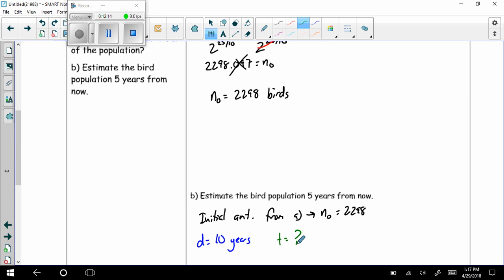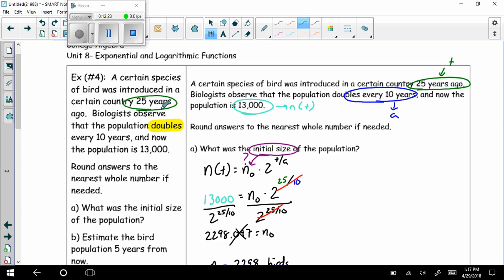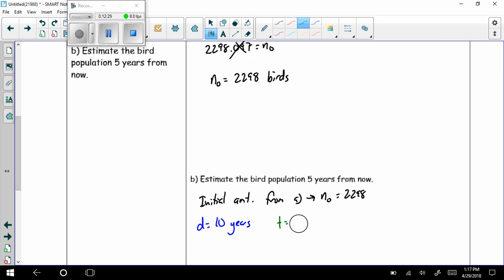Okay, so my t is not 5 here, because I want to know what the time is 5 years from now. So if it was introduced 25 years ago, that was n sub 0. In our situation, t is 5 plus 25, because we're looking at that 25 years ago that it was introduced, plus 5 years from now. So in this case, what I'm plugging in is t equals 30.